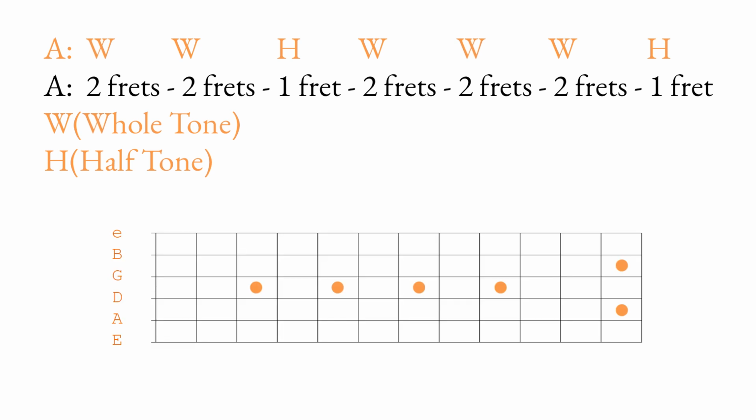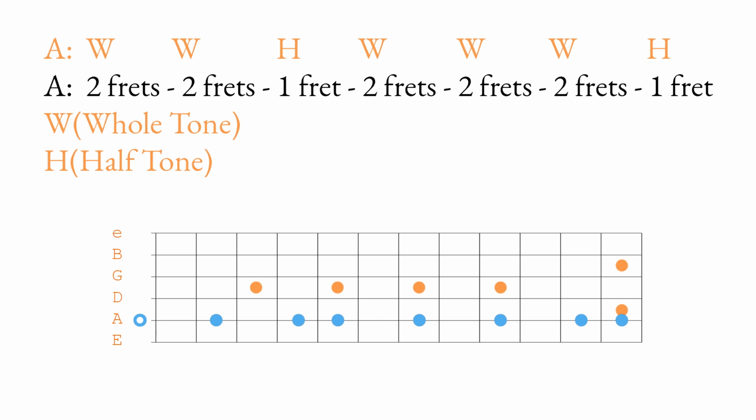And that's from our first note, which in this case is an A note, so I've written that just before the formula. So in the key of A, we have an A note, then 2 frets from that we have a B, 2 frets from that we have a C sharp, 1 fret from that we have a D, 2 frets from that we have an E, 2 frets from that we have an F sharp, 2 frets from that we have a G sharp, and then 1 fret from that we have an A again.